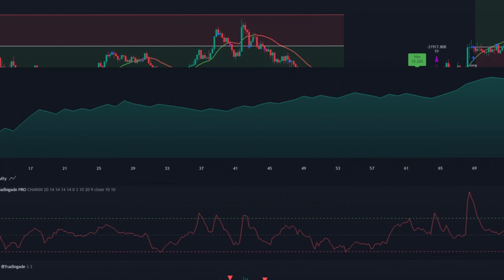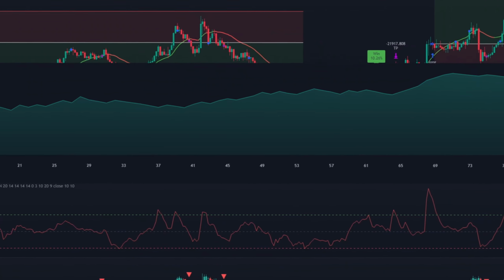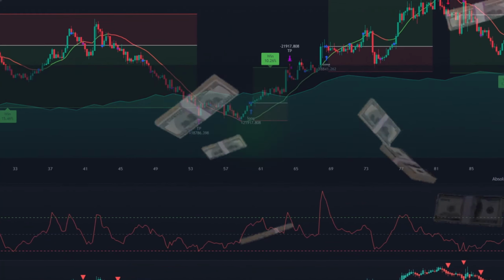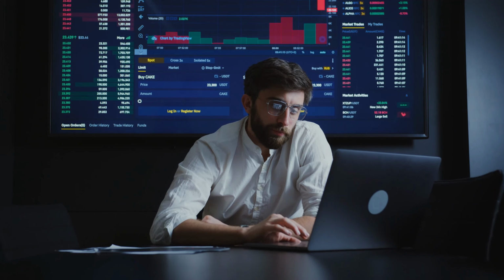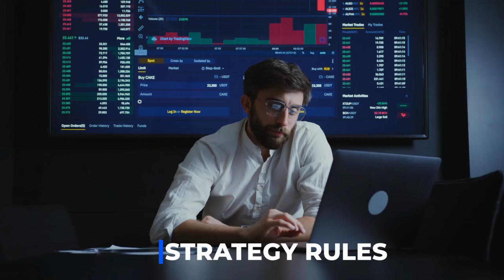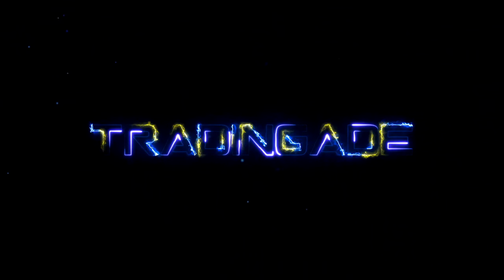Today we're gonna be looking at this insanely profitable trading strategy that has generated a net profit of almost 1000%. We will delve deep into the strategy, explaining all the strategy rules and analyzing the backtest results. So, without wasting any time, let's dive into it.